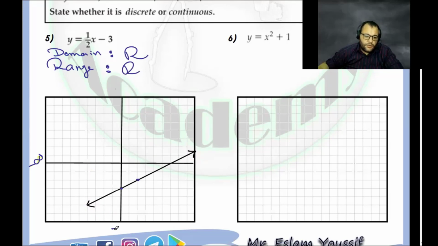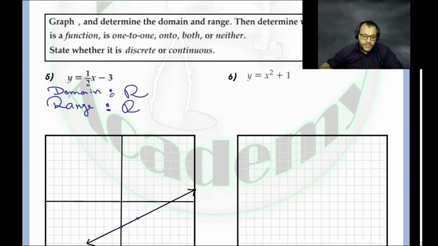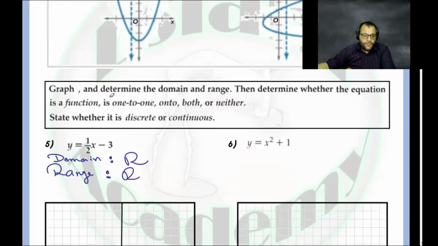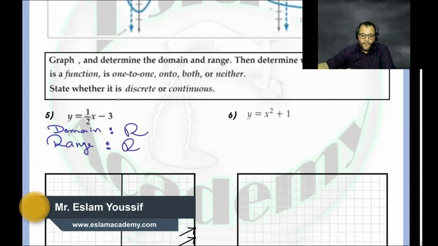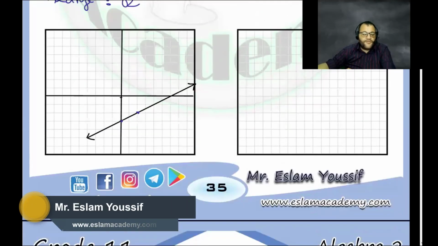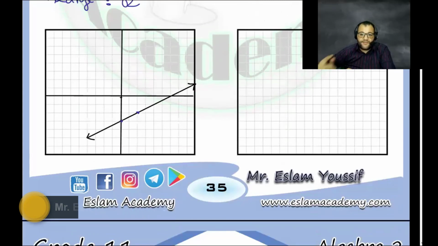So for number 6, just 1 minute, step by step, I will solve all of them. If you finish this one, I'm going to the second one. Then we need to find whether this equation is a function or not. We do a vertical line test. If any vertical line intersects the graph at exactly 1 point, it means we have a function.